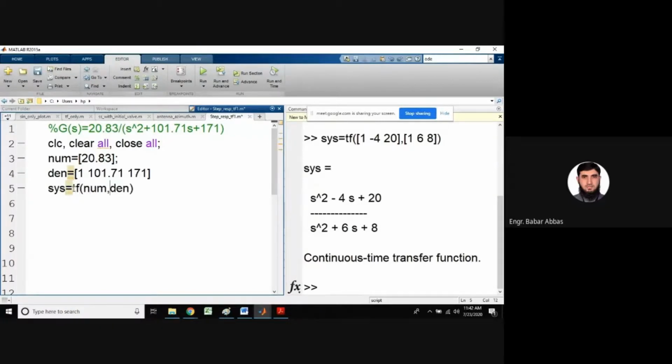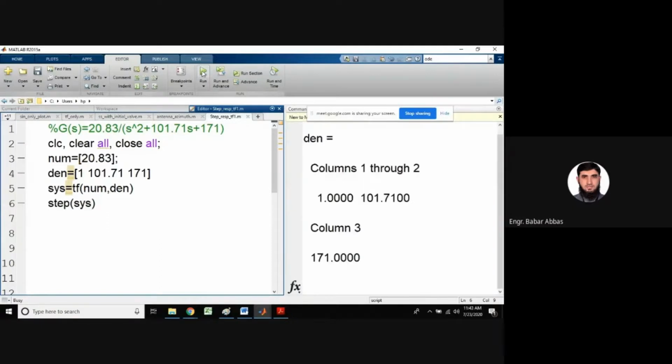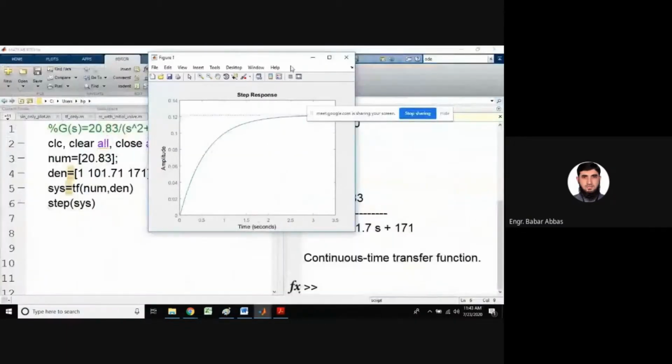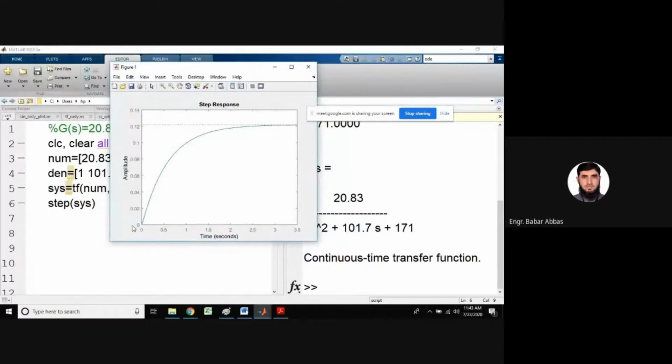That is equal to num over den. Similarly, if you are interested to find the step response of this system or this transfer function, that will be step(sys). So here, that is the transfer function in the command prompt, and that is the step response of the transfer function, starting from 0 and going up to the values.